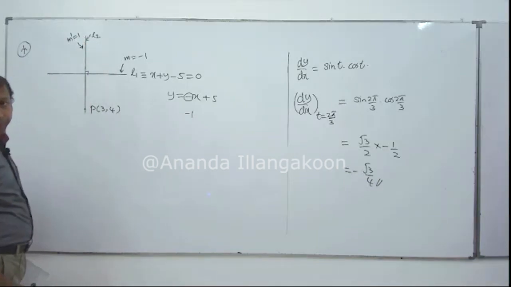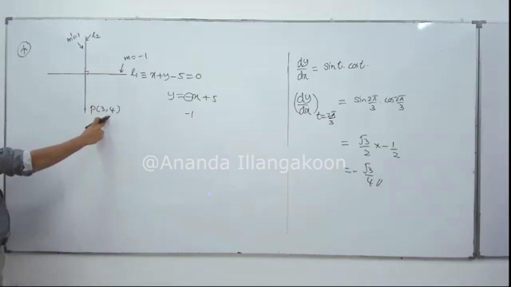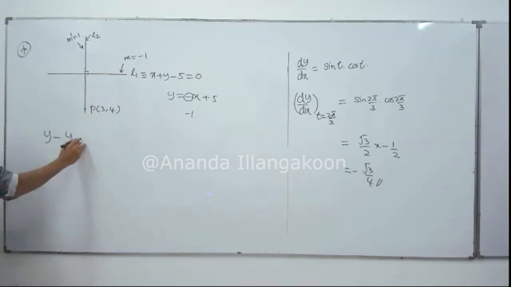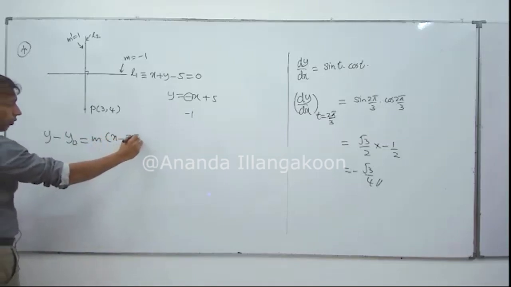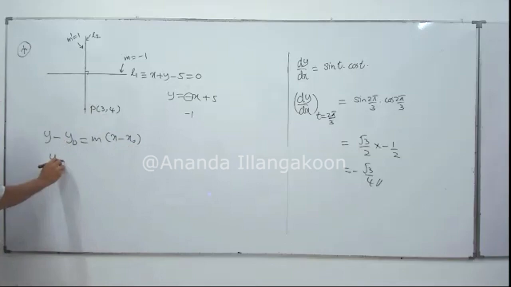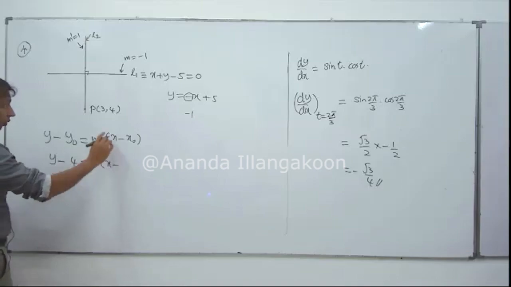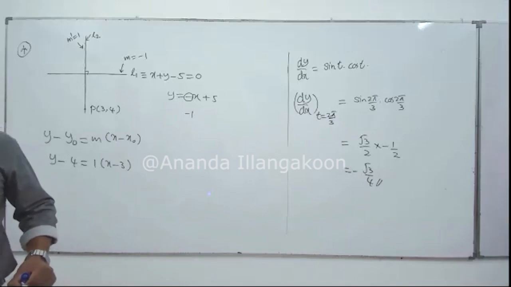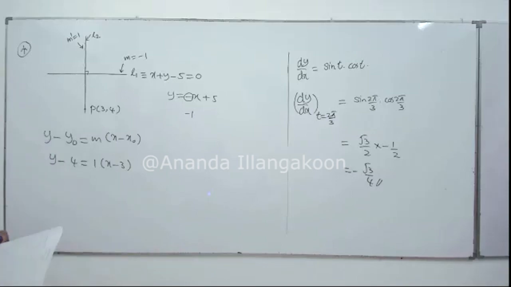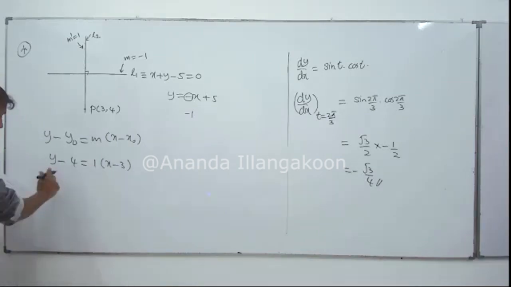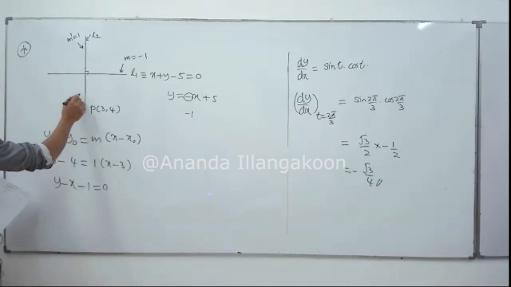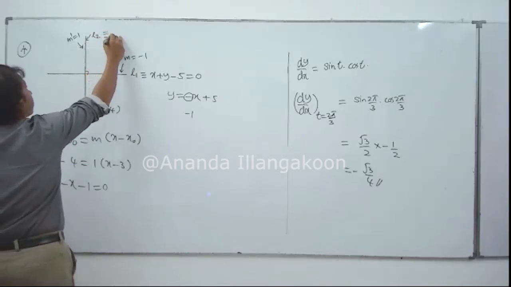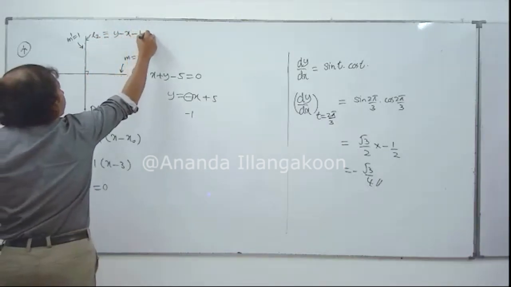Then the gradient is known, and this point we know. Then using y minus y naught equals gradient times x minus x naught, you can find the equation of this. y minus y naught, this one 4; gradient is now 1; x minus x naught, 3. Then we can take the answer to this side: y minus x minus 1 equals 0. This is the equation of L2: y minus x minus 1 equals 0.